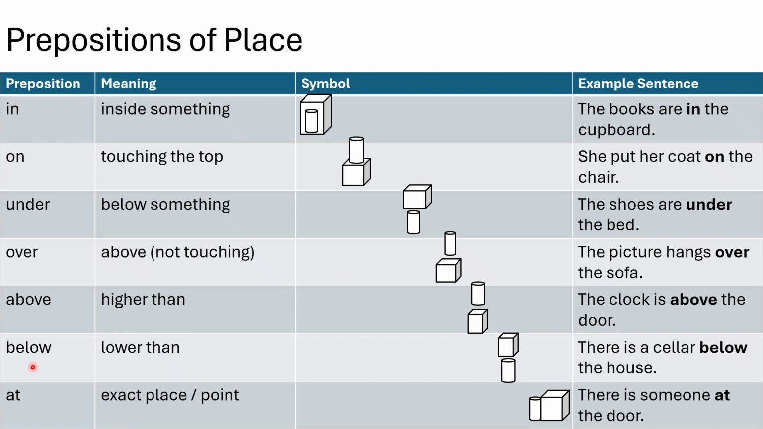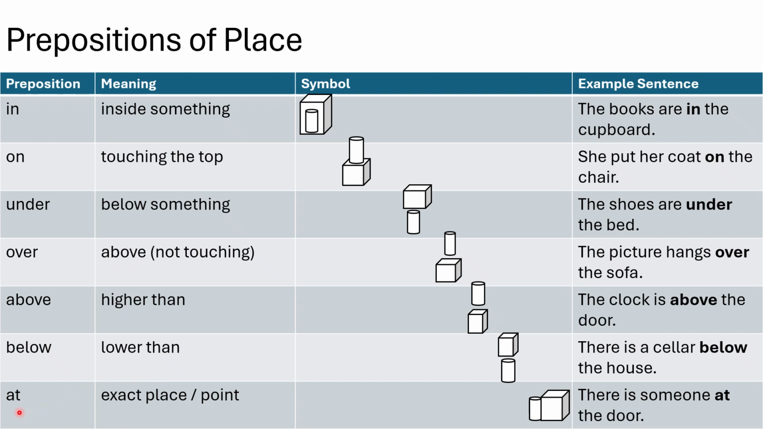The preposition below means lower than. This symbol illustrates the cylinder below the box. Listen to the example sentence. There is a cellar below the house.